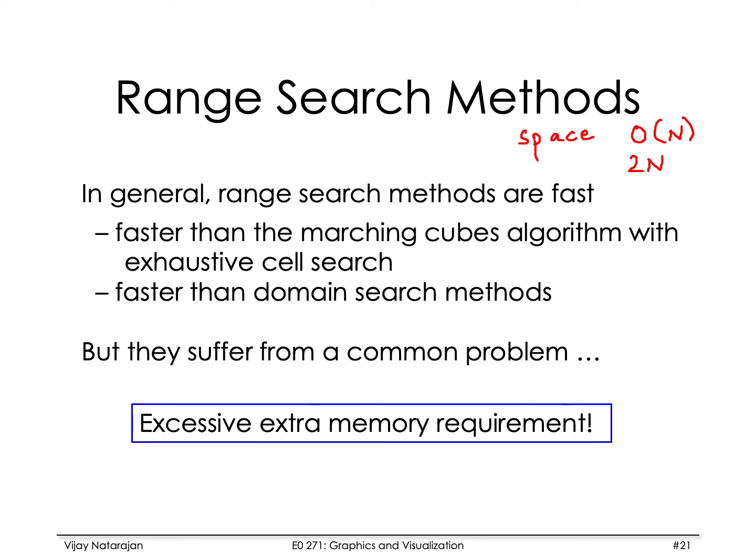So in fact, this is one of the drawbacks of the range search method. While they are fast, and they are faster than the marching cubes algorithm in general, and specifically the domain search methods, the range search methods need this additional memory. So in the next part of this discussion, we are going to look at another approach to extract isosurfaces, namely contour propagation.